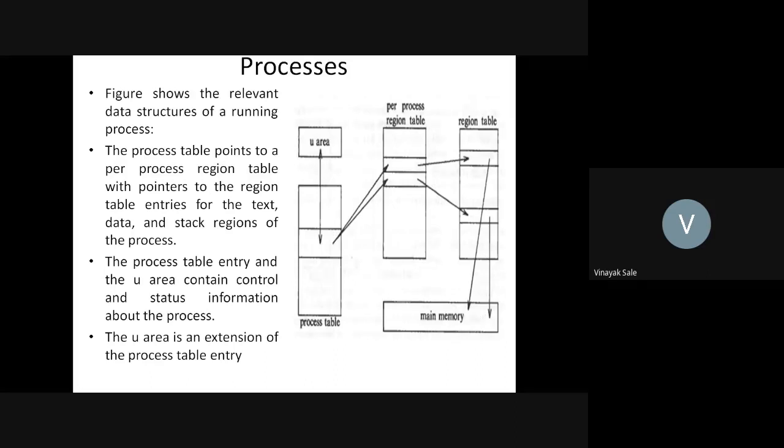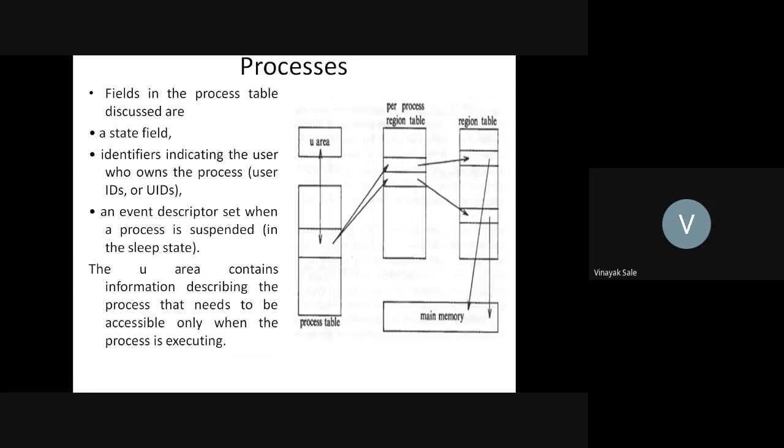This figure shows the relevant data structures of a running process. The process table points to the per process region table with pointers to the region table entries for the text, data, and stack regions of the process. The process table entry and the user area contain the control and status information about the process. The user area is an extension of the process table entry.